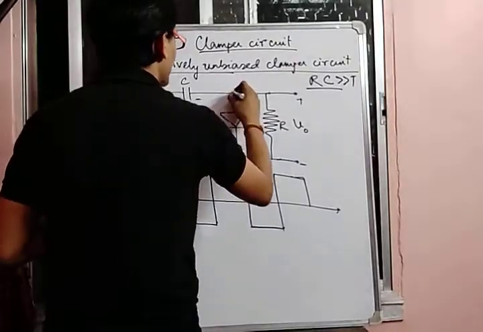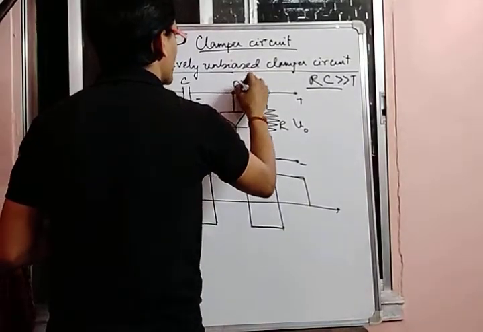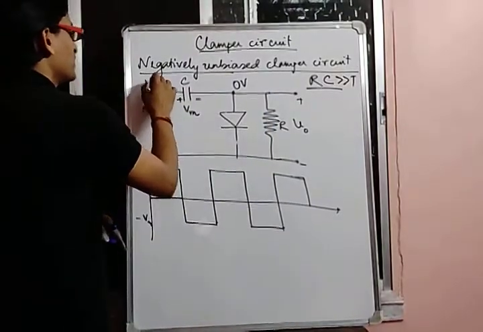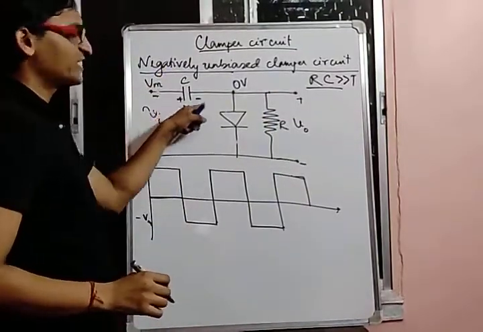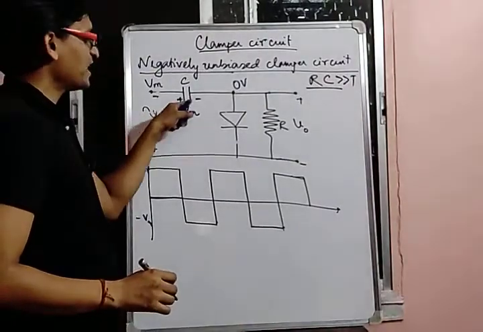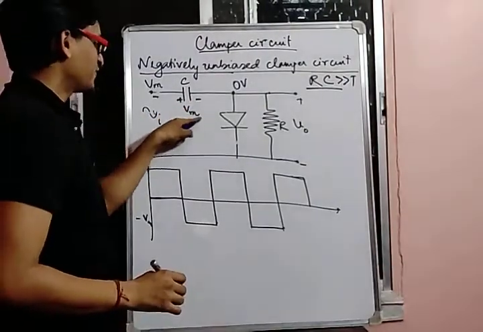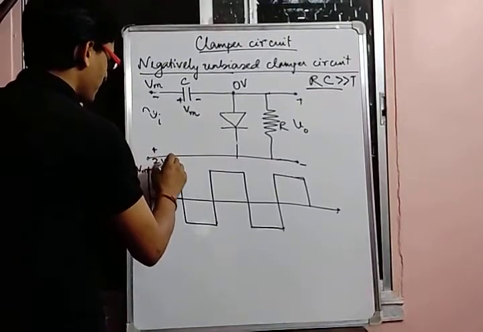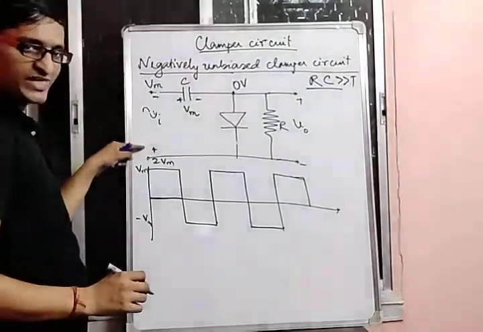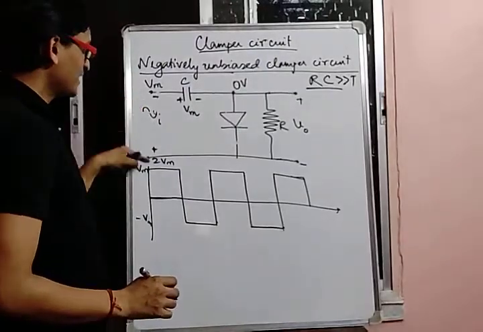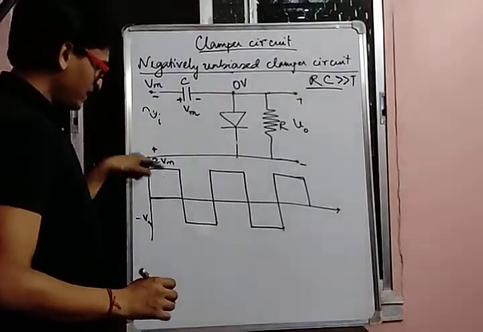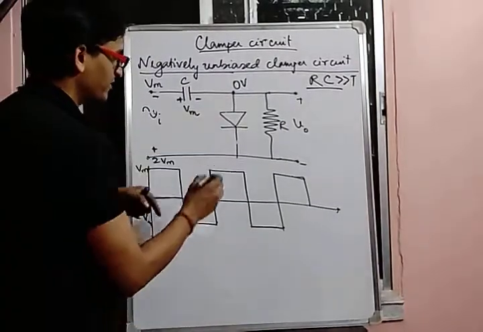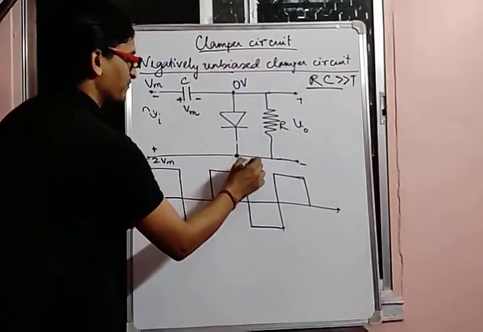Suppose we consider this one to be the reference, 0 volt. Since this one is 0 volt, this one has to be plus Vm, because you see the sign, this one is at a higher potential and this one is at a lower potential, and the difference should be Vm. If this one is Vm, then this one has to be 2 Vm, because again this terminal should be at a higher potential than this terminal, and the difference should be Vi. Here our Vi is equal to Vm, so the potential of this terminal will be 2 Vm.